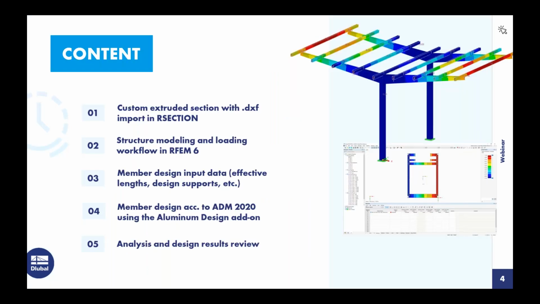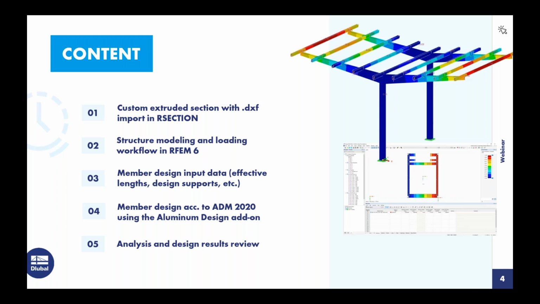So regarding the content over the next hour today, we will begin in our standalone program, R section. So this is new with the new generation. And we're going to import in a DXF file to calculate the properties of a custom extruded section. Then we'll see how we can integrate this custom section into our FEA program, RFEM.